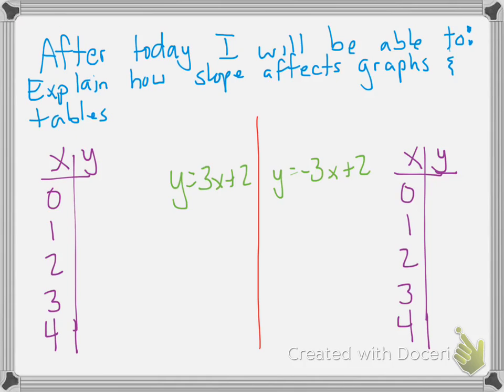Now, we've already talked about the linear equation y equals mx plus b. Your m, that's your slope. In this case, our slope is 3, and it is positive. I'm just going to write POS for positive. What that means is that your y values increase.